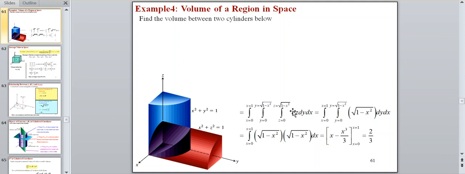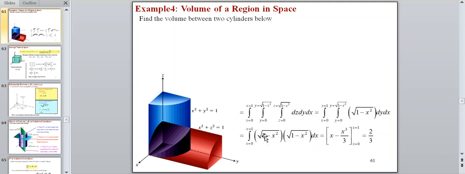The integral dz is z, z from 0 to this. So the answer becomes this one, right? Now look at here, you keep this. The second integral with respect to y, the integral of dy is y from 0 to this. So the answer becomes this minus 0, which is the square root of 1 minus x squared.